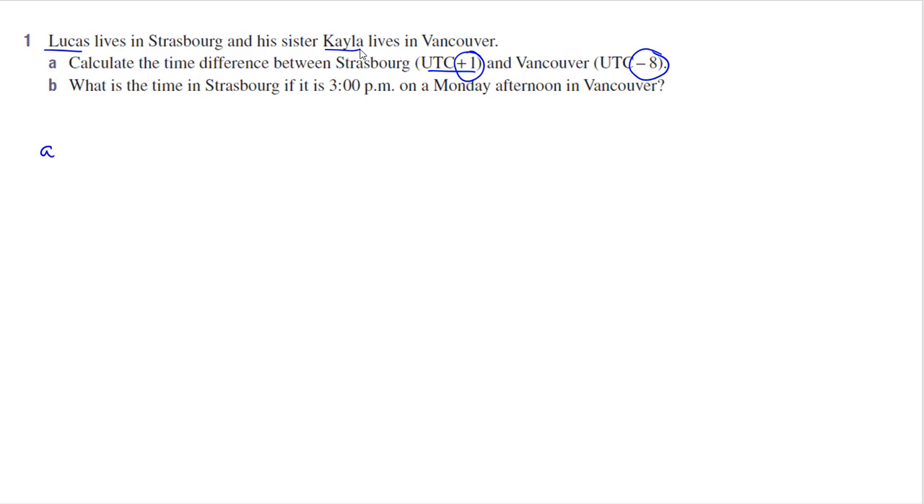So our strategy for A, we're going to construct a number line. We'll put 0 in the middle. That's our Greenwich mean time, or our 0 time if you like. Strasbourg's +1, so it's going to be on the right hand side over here. So I'm going to put the +1 there, and I'm going to put a capital S for Strasbourg. And Vancouver is at -8, so it'll be to the left. I don't have to worry too much about the scale, as long as I've got things in their appropriate positions on the number line. So we'll call Vancouver, give that a V.